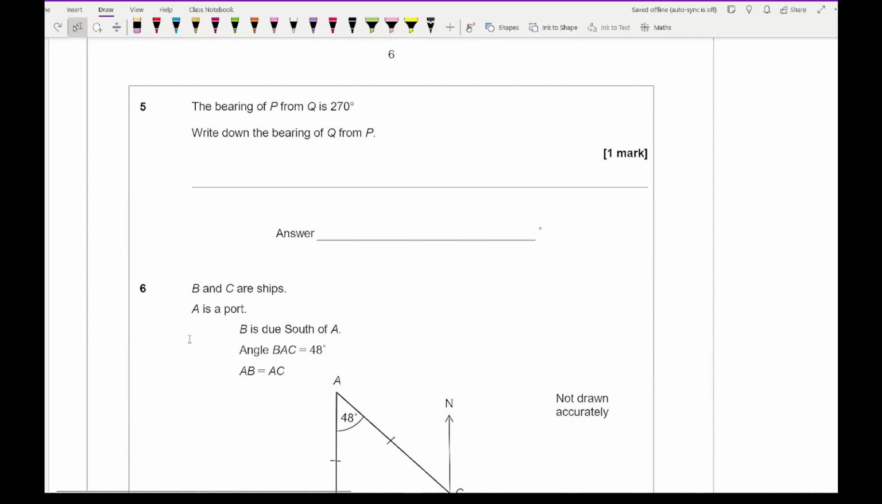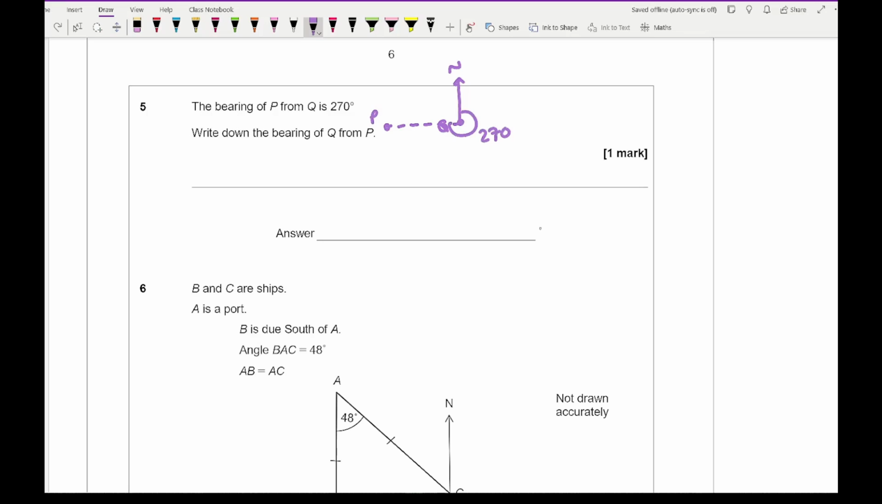Then moving on to question 5, it says that the bearing of P from Q is 270. What is the bearing of Q from P? So again, if I do a little diagram, and it says the bearing of P from Q is 270. So this is Q, and that's my north line, and 270 is here, so P is going to be there, and this angle here is 270.